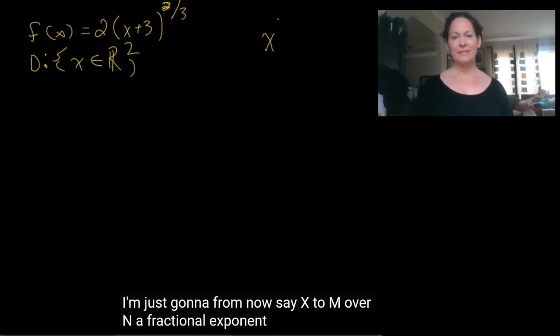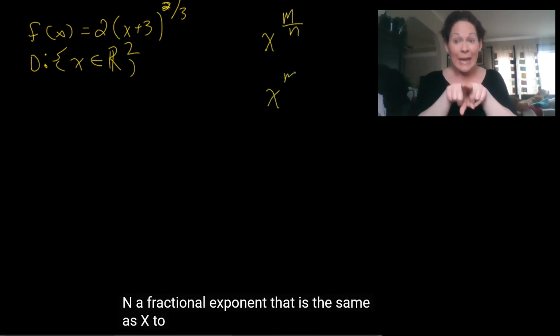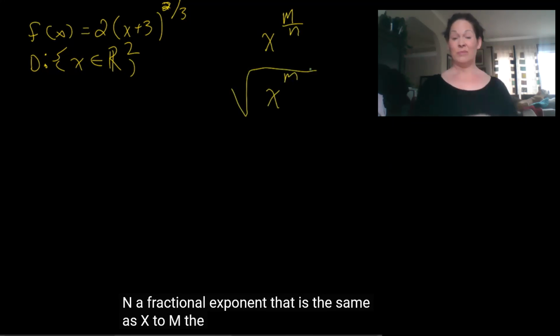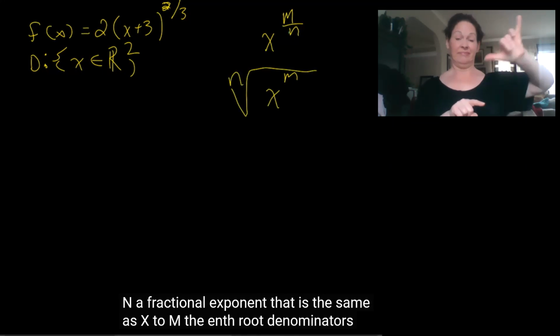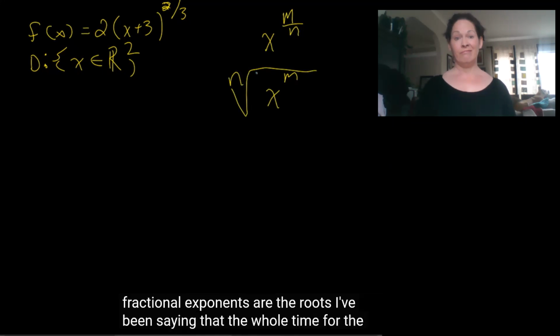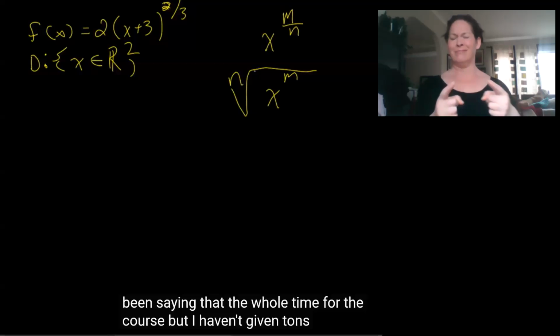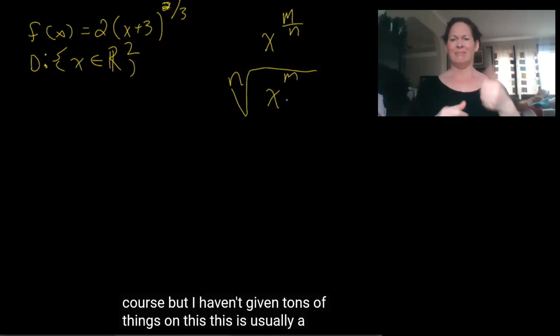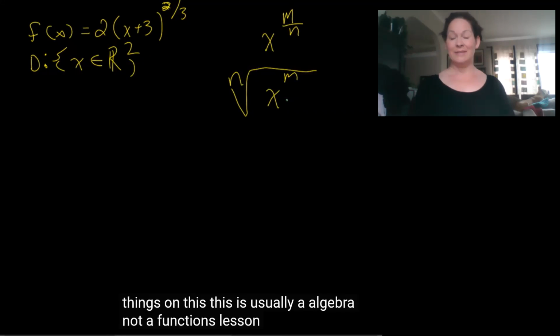A fractional exponent is the same as x to the m, the nth root. Denominators in fractional exponents are the roots. Now, I've been saying that the whole time through the course, but I haven't given tons of things on this. This is usually an algebra lesson, not a functions lesson.